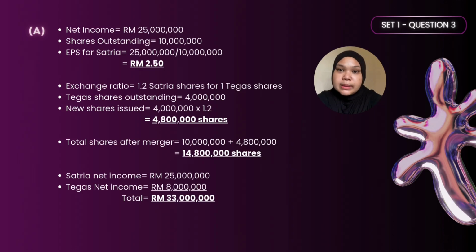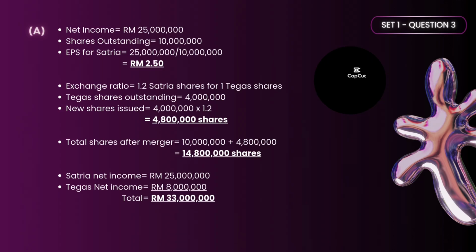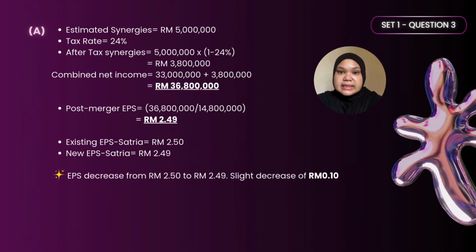In terms of profitability, Satria Berhad and Tegas Sendirian Berhad generate a combined net income of RM33 million before synergies. The merger is expected to produce annual synergies of RM5 million, which after tax amount to RM3.8 million. As a result, the total post-merger net income is RM36.8 million, and when divided by the enlarged share base, the post-merger earnings per share is RM2.49.